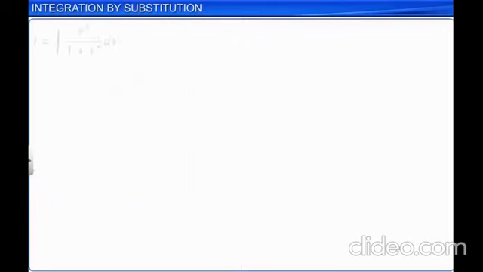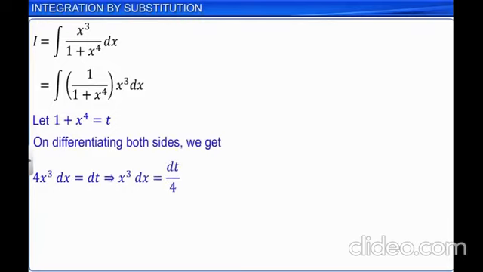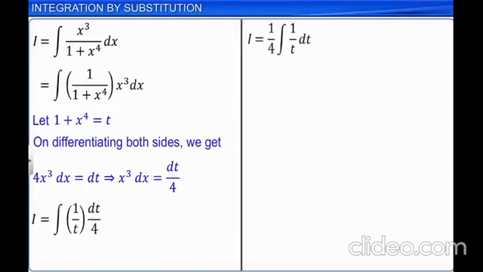Next, let us consider integral of x cube divided by 1 plus x raised to the power 4. Let's try to solve this integral also by the substitution method. On rearranging, the integrand can be written as shown. Let us now substitute 1 plus x raised to the power 4 as t. This implies that x cube dx is equal to dt upon 4. Now, we write the integral in terms of t as shown. This is equal to 1 upon 4 integral 1 upon t dt. Now perform the integration. This is equal to 1 upon 4 log mod t plus c. We replace t with 1 plus x raised to the power 4.